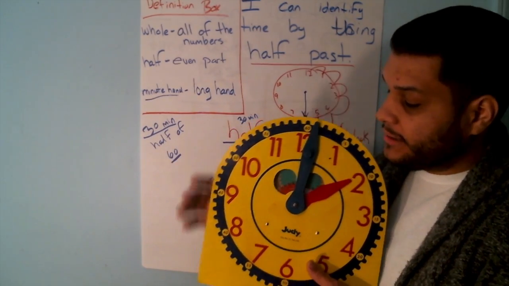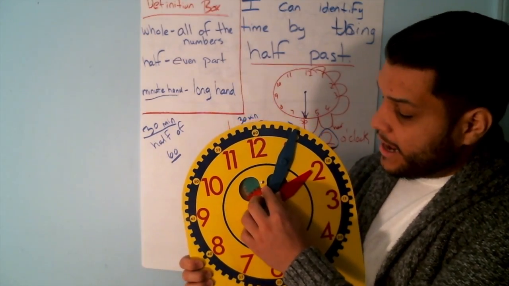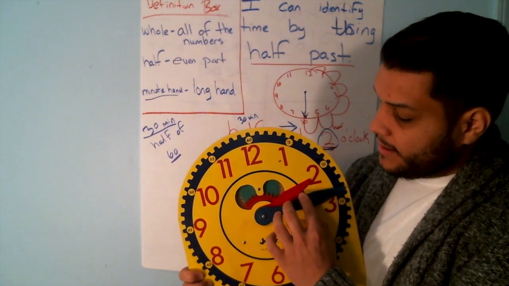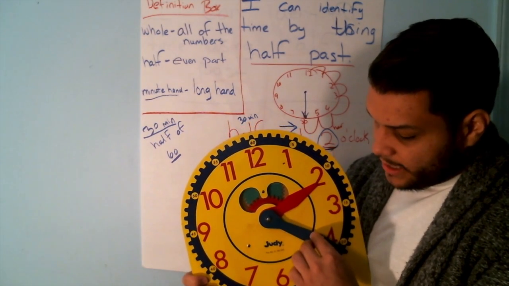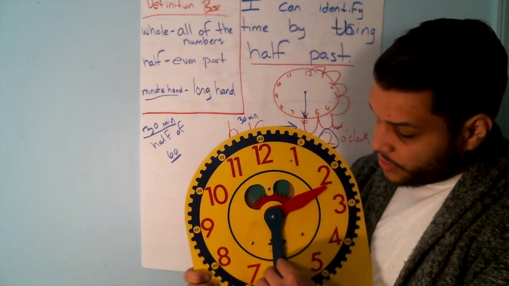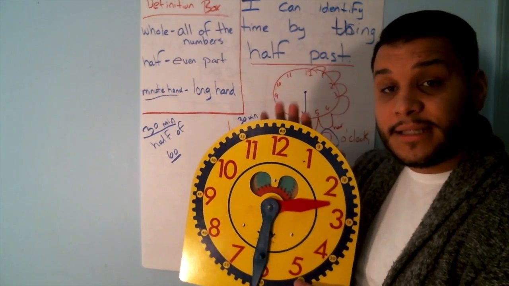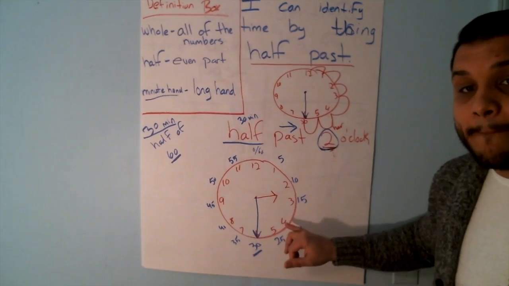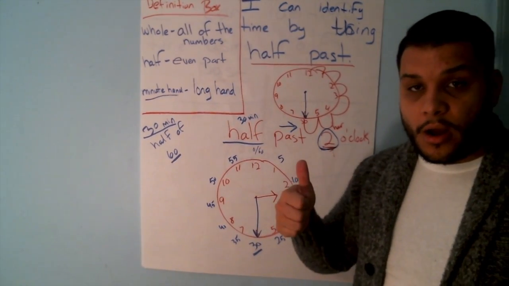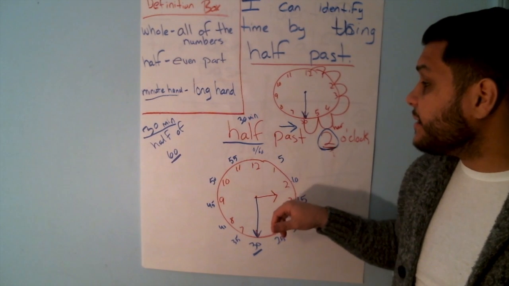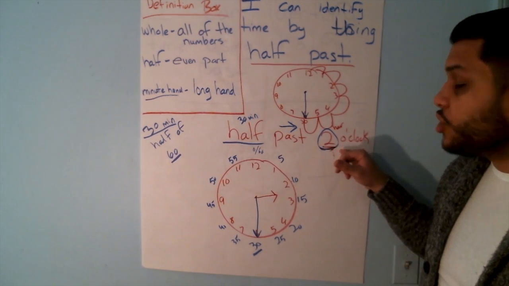Well, let's count and see if we're right. Ready? 5, 10, 15, 20, 25, 30. This says 2:30. Does this clock look like my clock? Awesome. So I would say that this is half past 2 o'clock.